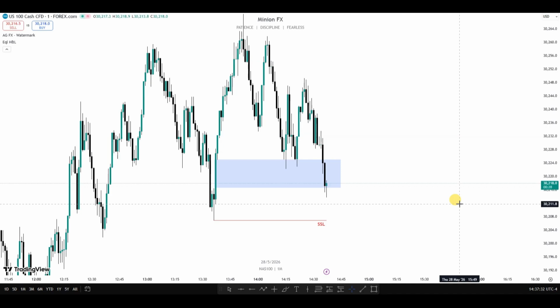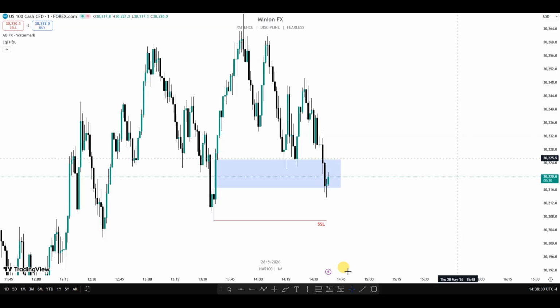And as I wait for that to happen, let me just quickly re-explain my model. So the model is very simple. The first thing I look for is a liquidity sweep, then a displacement that creates the fair value gap. Then from there, I look for a retracement above that fair value gap and a closure above it. That is actually where I look for my entry.